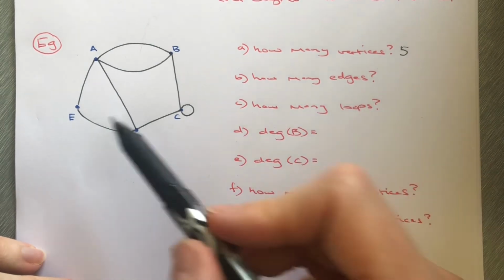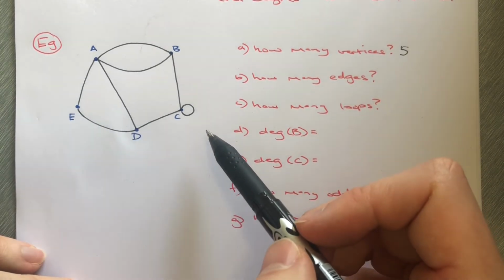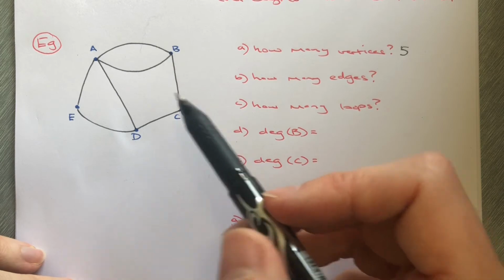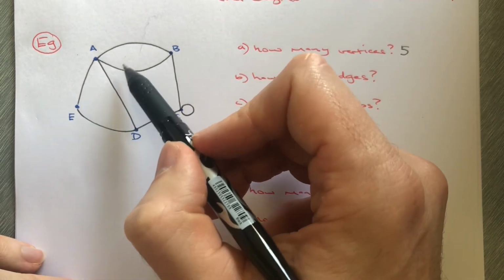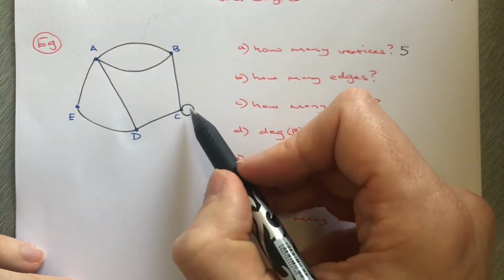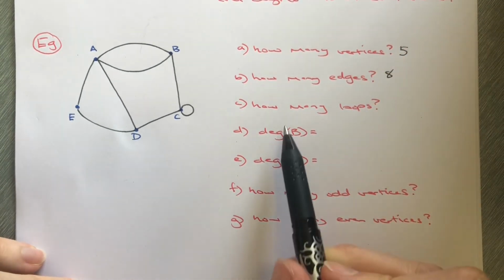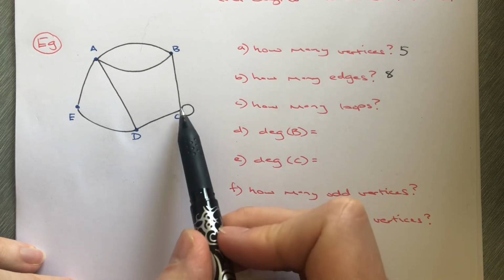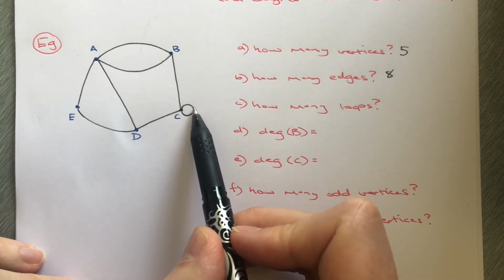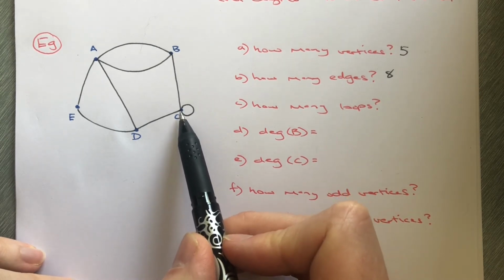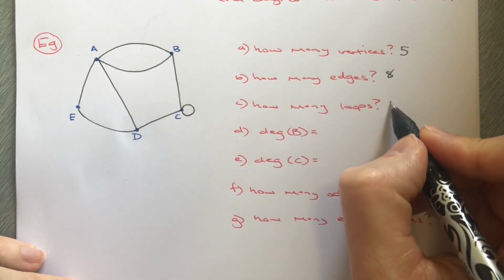The next one, how many edges? Remember, the edges are just the lines that connect the vertices together. So we've got 1, 2, 3, 4, 5, 6, 7, and 8. The last one's a loop. We have 8 edges. Next thing, how many loops? We can see that we've only got one that goes out of the same vertex and back into the same one. So we've got one loop.